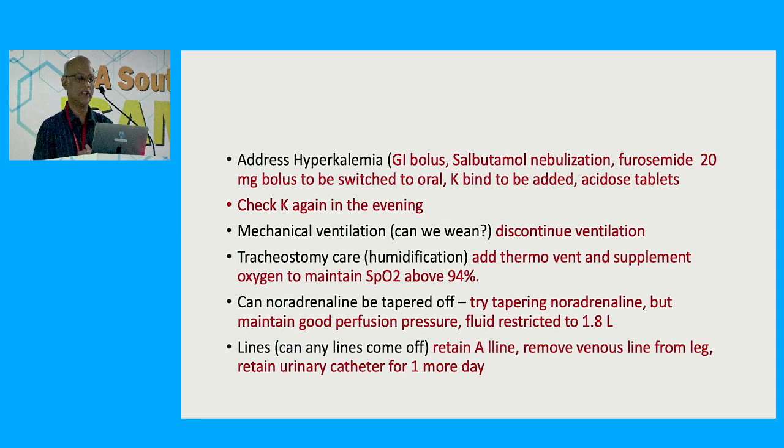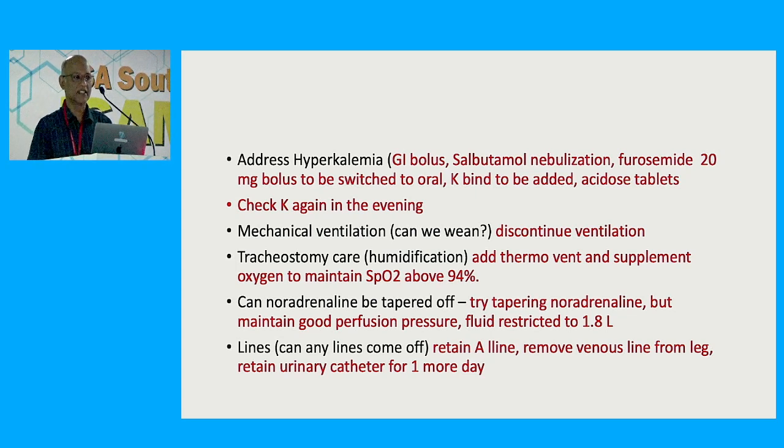So, looking at hyperkalemia, you need to address that. So, you start the patient on some GI bolus. That's a plan for today. Salbutamol nebulization, maybe add intravenous furosemide 20 milligrams as a bolus and then switch to oral. K-bind can be added. And the nephro guys want to add some soda bicarb tablets also. And again, the plan is to check the potassium in the evening to see if it's come down.